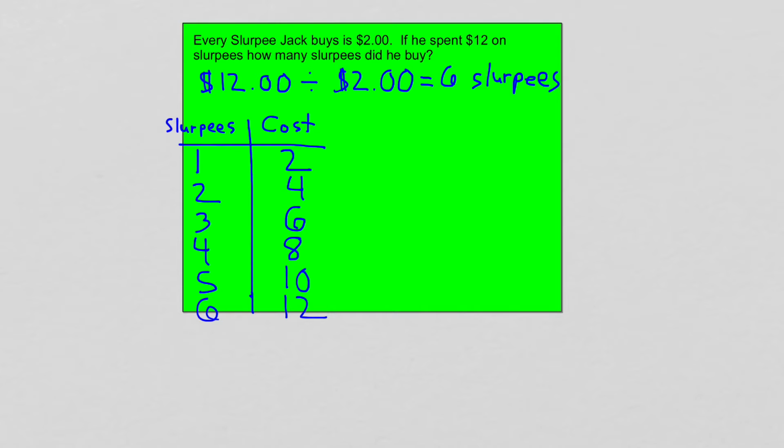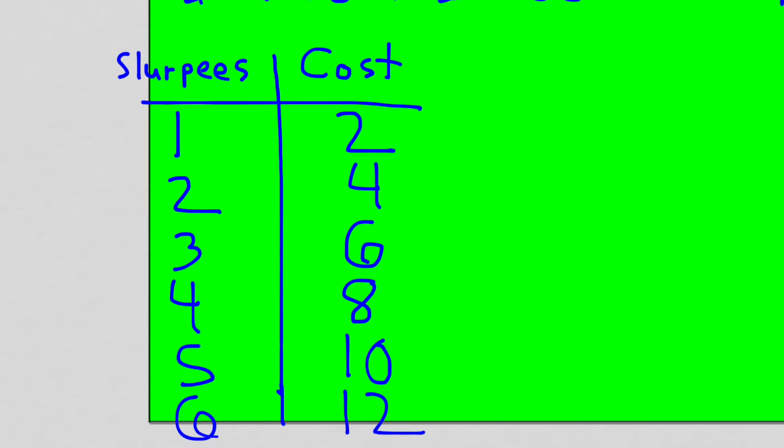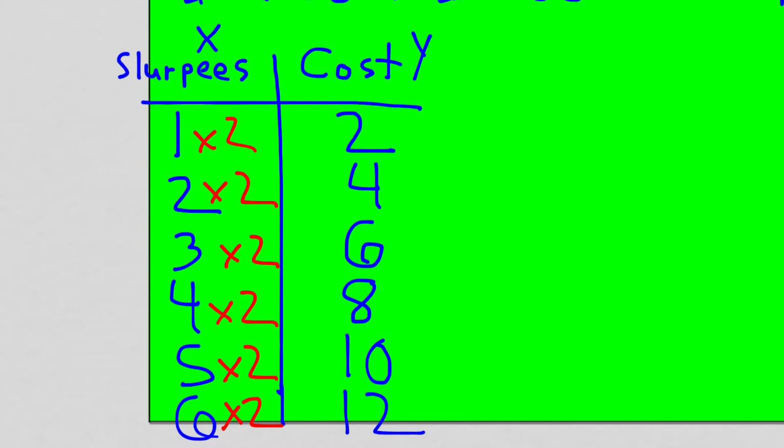And that was great. And then what I talked to them about is that this relates very much to what we did in our previous algebra unit. So typically we would have called Slurpees X and cost Y. And I would have said to them, what do you have to do to Slurpees every time to get the cost? And it was always multiply by 2 in this case, right? Every time you multiply the Slurpees by 2, you always get the cost.